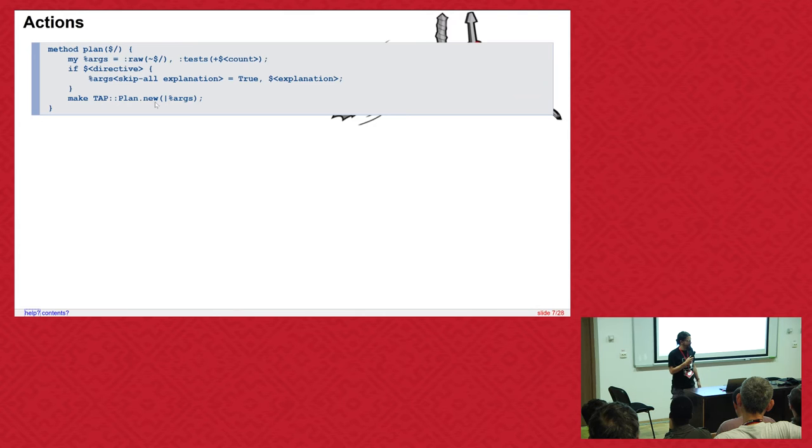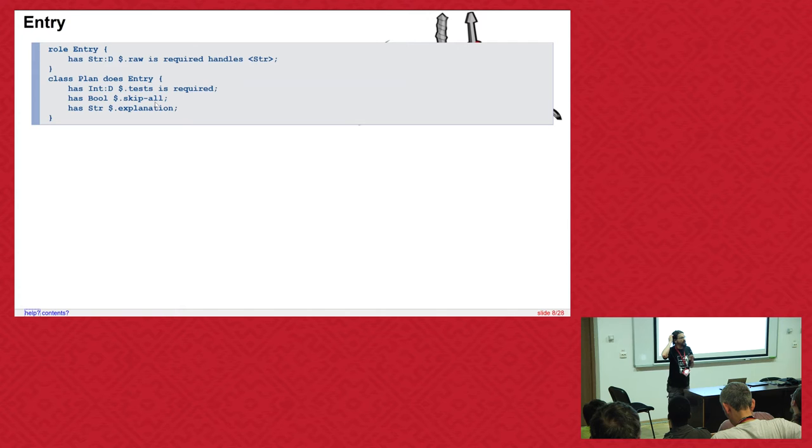If you have any questions, do feel free to ask. I'm assuming not everyone here is very familiar with Perl 6. And basically, the objects it's creating are very simple. They're just containing the data that you've just parsed. So in case of a plan, it's just a number of tests, whether all tests should be skipped, and if so, it gives an explanation of why these should be skipped.